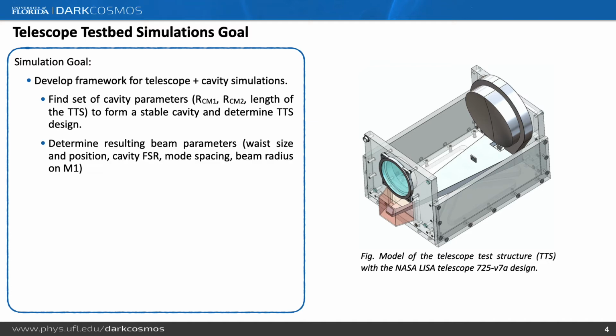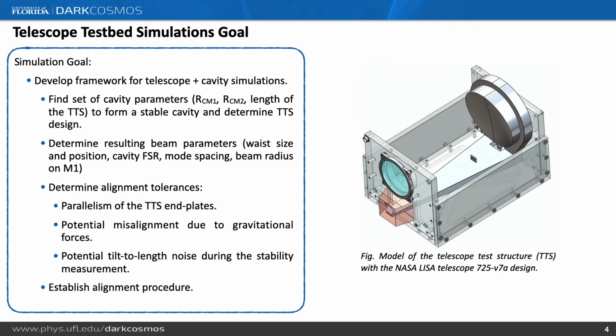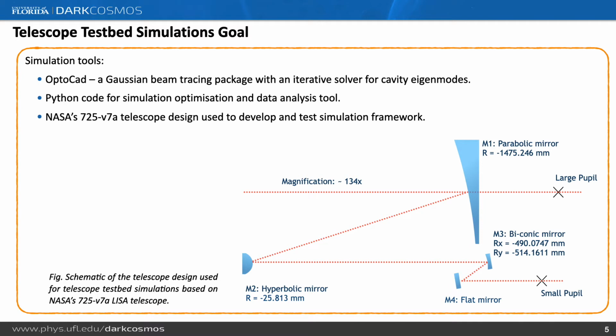Then we would like to know the resulting Gaussian beam parameters like waist size and position, free spectral range of the cavity, mode spacing, and beam radius on the telescope and cavity mirrors. Once we have those parameters, we would like to establish alignment tolerances for the TTS itself, like the parallelism of the end plates which support cavity mirrors, learn about potential misalignments during the stability measurements, and potential tilt-to-length noise contributions. The final goal is to establish an alignment procedure that would help us align the telescope to the telescope structure and run the measurement.